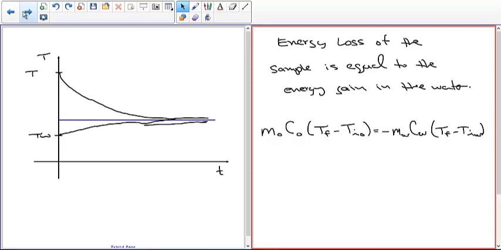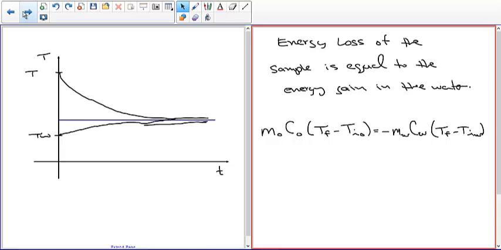So a lot of times what you're doing is you're trying to figure out what is the specific heat of the material? Well, you can measure the mass of the material using a balance. We don't know what the specific heat is. We can measure the temperatures. We know the mass of the water because we put it in there, and we know the specific heat of water, 4,180 something or other. So it's just a matter of doing the algebra to solve for the specific heat.